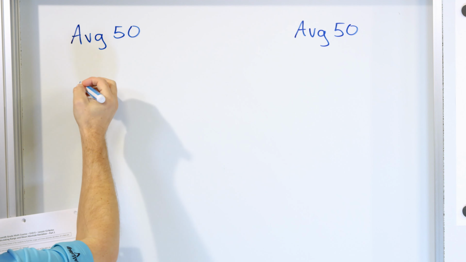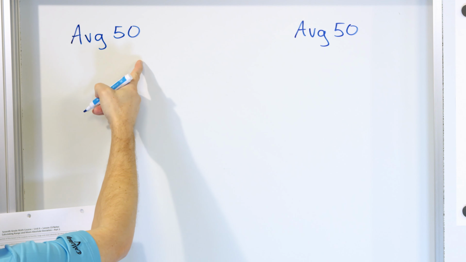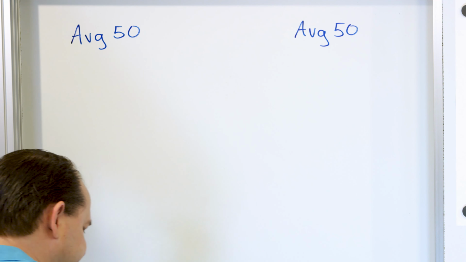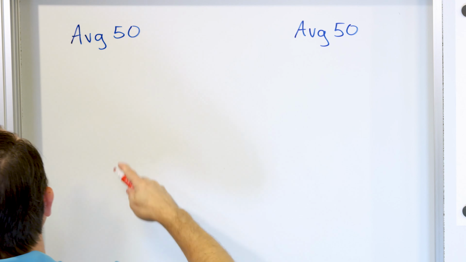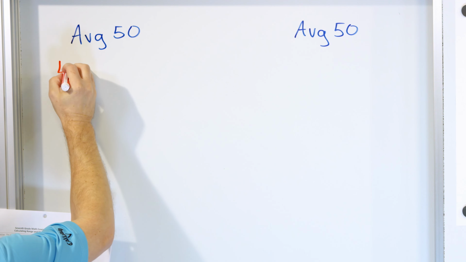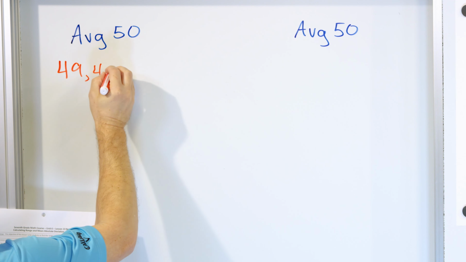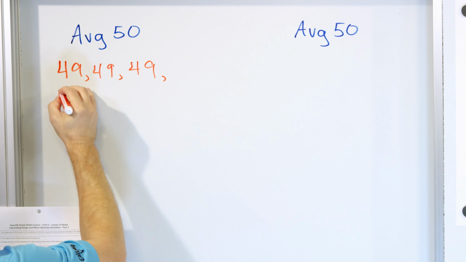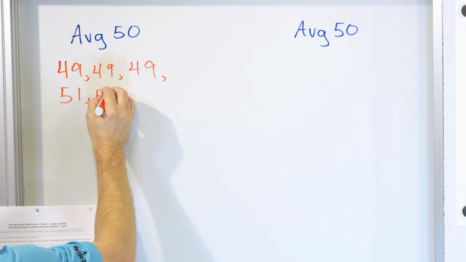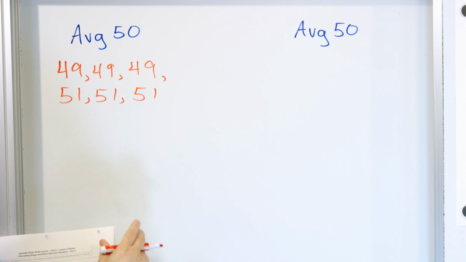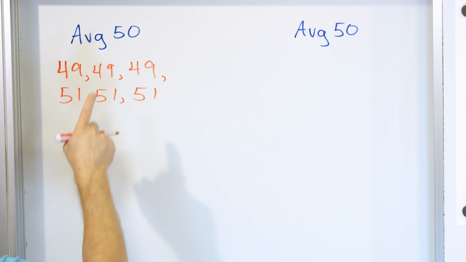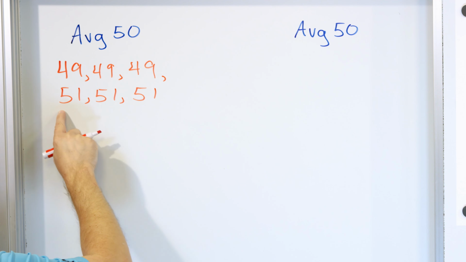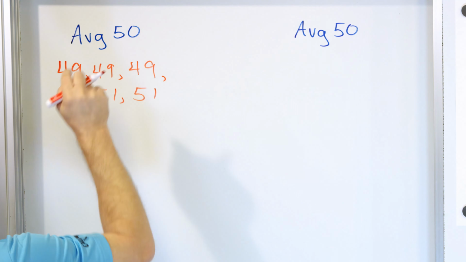Let's say that in this situation, we have the following grades. Let me switch colors here real quick. We have 49, 49, 49, right? And 51, 51, and 51. Now notice, we have 3 grades that are 49, which is below 50 by 1 point, and we have 3 grades which are above 50 by 1 point.